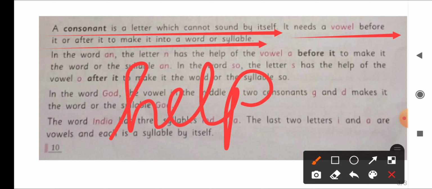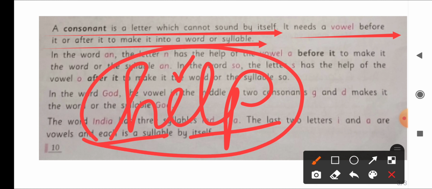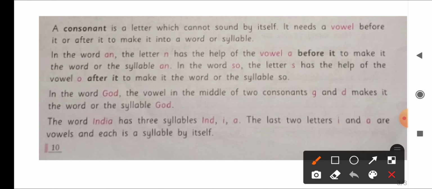HELP, help. So E is a vowel, isn't it? And H, L, and P, all these three letters are consonants. Okay, so they need the support of a vowel to make a complete word. Understood? Let us take another example.